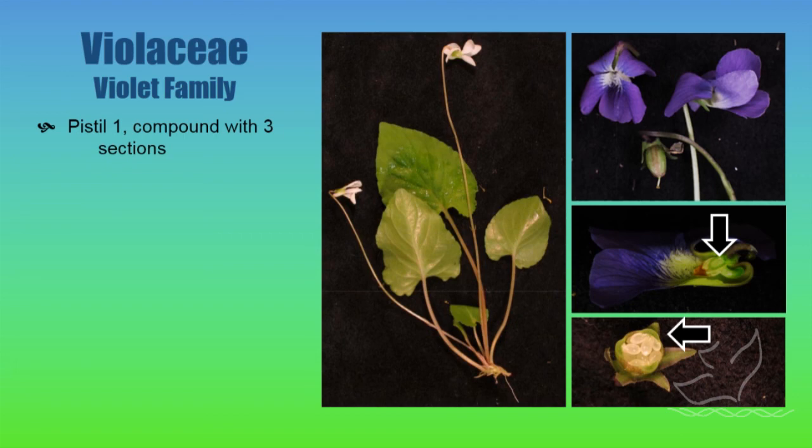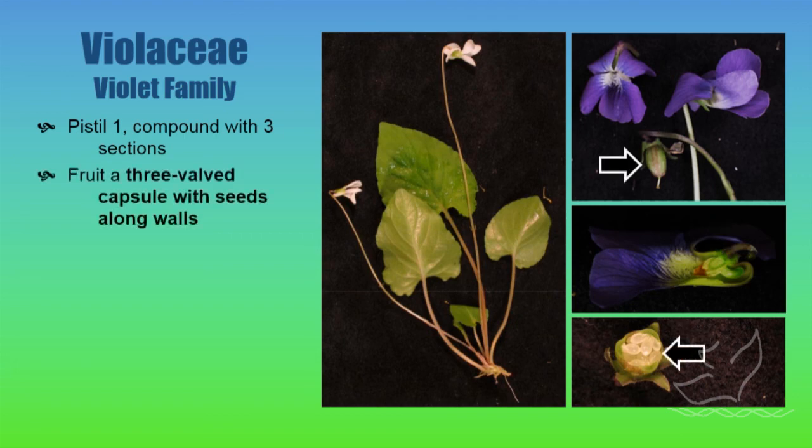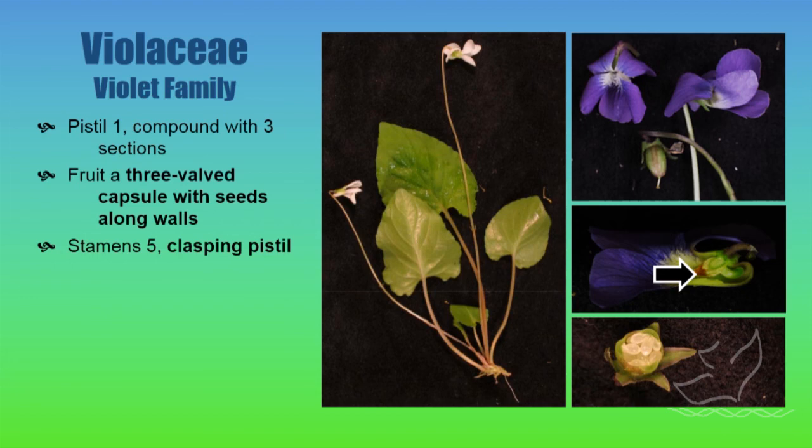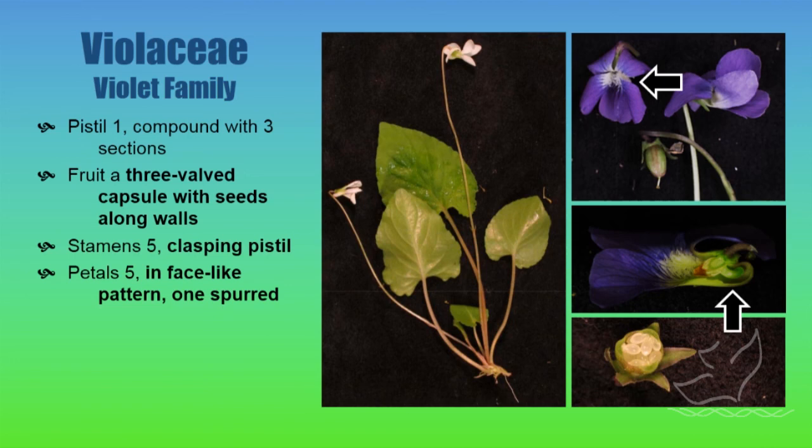The fruit is a 3-valved capsule with seeds along its walls. So as this fruit would develop, it would finally become large and dry and would split open with 3 sections. Stamens are 5 in number, and they usually wrap around the top of the pistil, sort of clasping it. There are 5 petals, and they form a face-like pattern, and generally the lowest petal, the one in the center on the bottom, has a spur or an elongated swelling that sticks backward, and that's where nectar is produced.